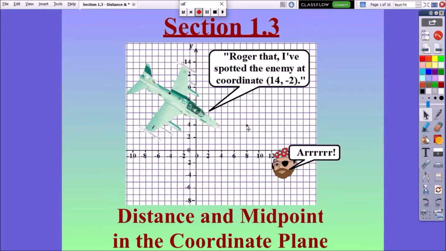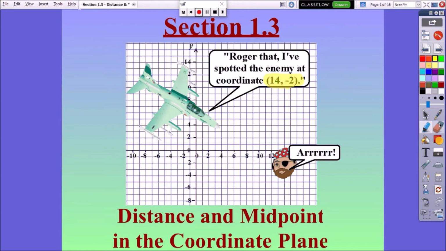Welcome to your next video where we will be discussing distance and midpoint in the coordinate plane. Now, the coordinate plane is our Cartesian coordinate plane with our x and our y axis where we could plot points or graph lines. And so just as a little review, we need to see if you guys remember how to plot points in the coordinate plane.